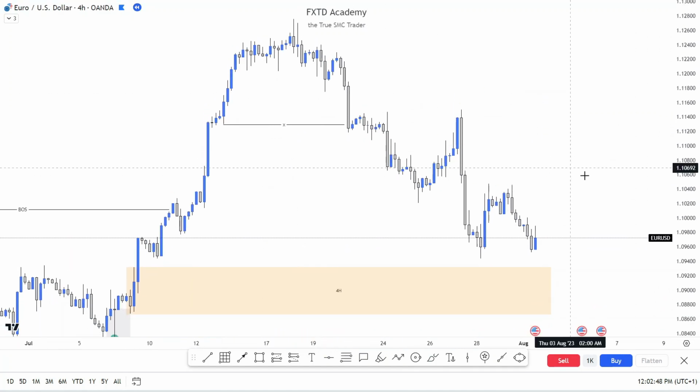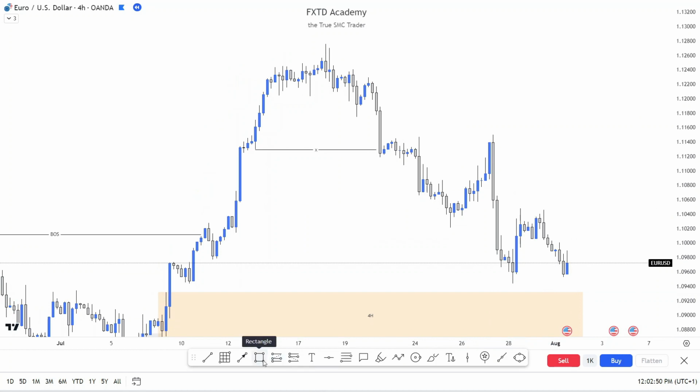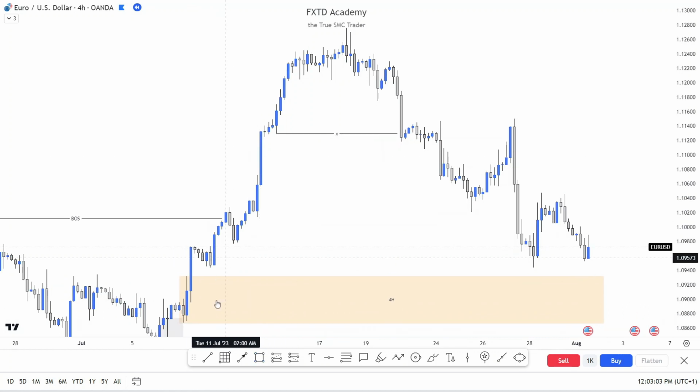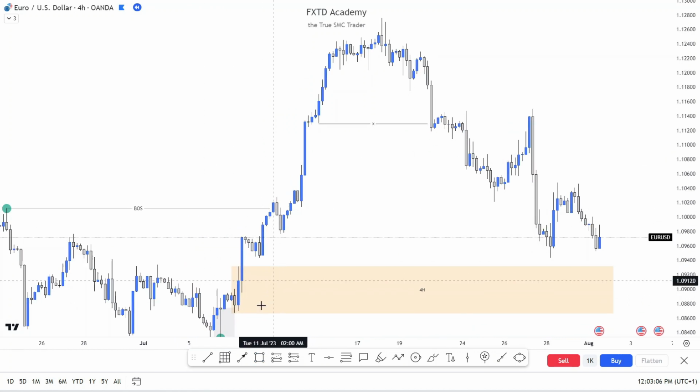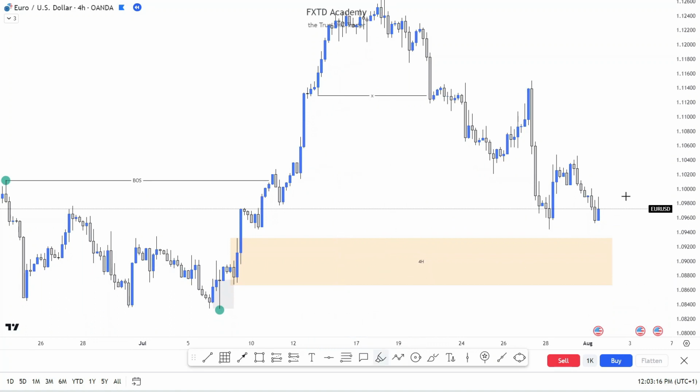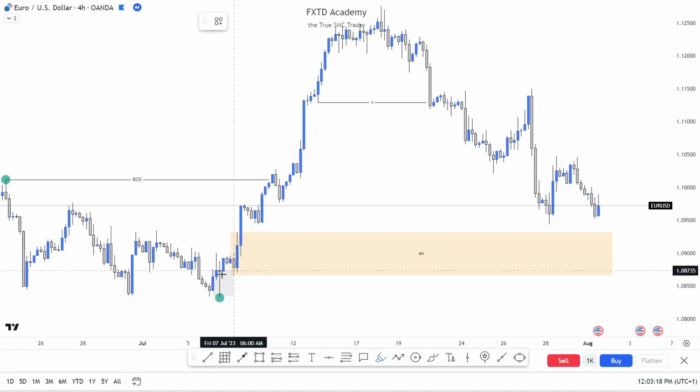So after you've marked out your inducement, the next thing is you mark out your points of interest. Now, how do you identify your points of interest? One way to identify your points of interest is this. So it's very, very important, right? So we're going to mark our first point of interest. You see this candle? This is a valid pullback. On this particular move, I want us to draw a valid pullback. Right, let's just do it.